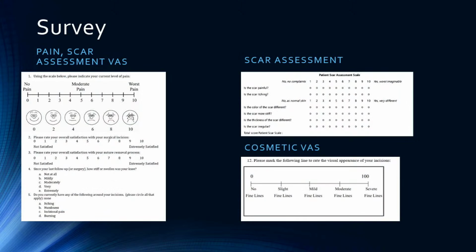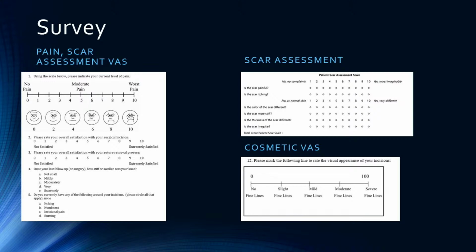So here are some of those surveys that I was just talking about. Over here in the far left is the pain and scar assessment visual analog scale. So that first question includes current level of pain, and you can see how it's matching with the actual visual analog scale. So 10 being the worst pain imaginable, 0 being no pain at all. Over here we have rating your overall satisfaction, where 10 is extremely satisfied and 0 being not satisfied at all.